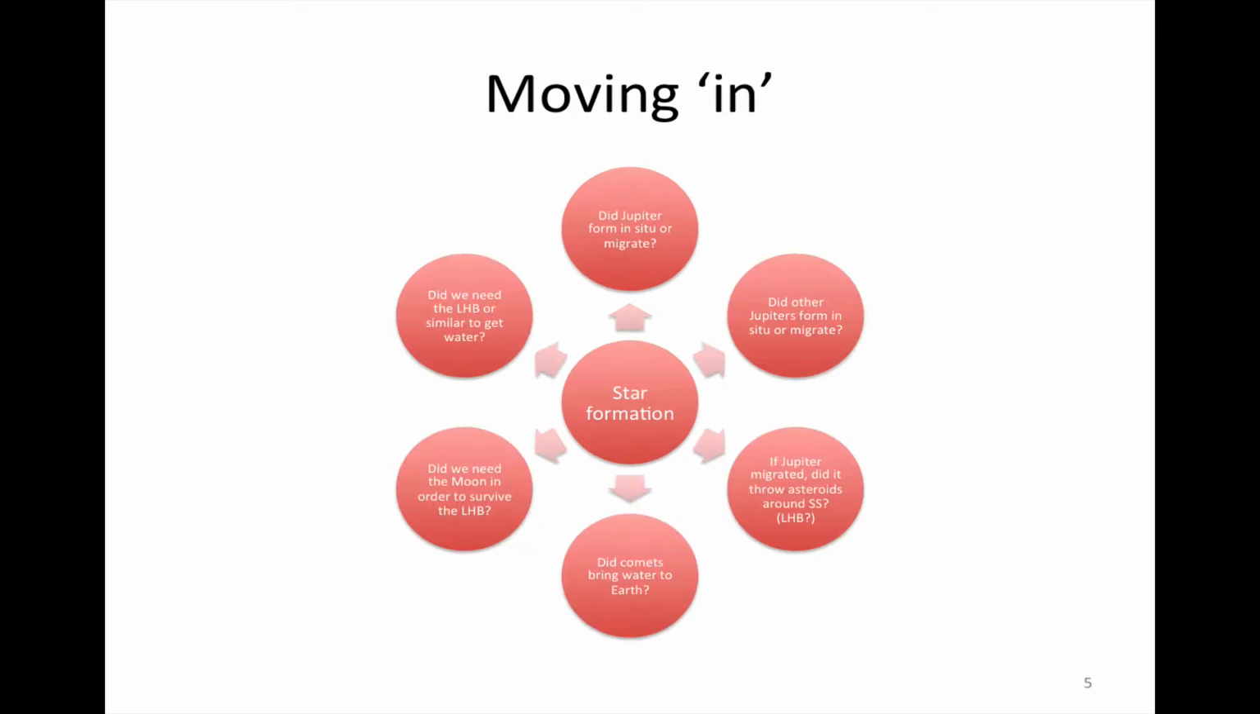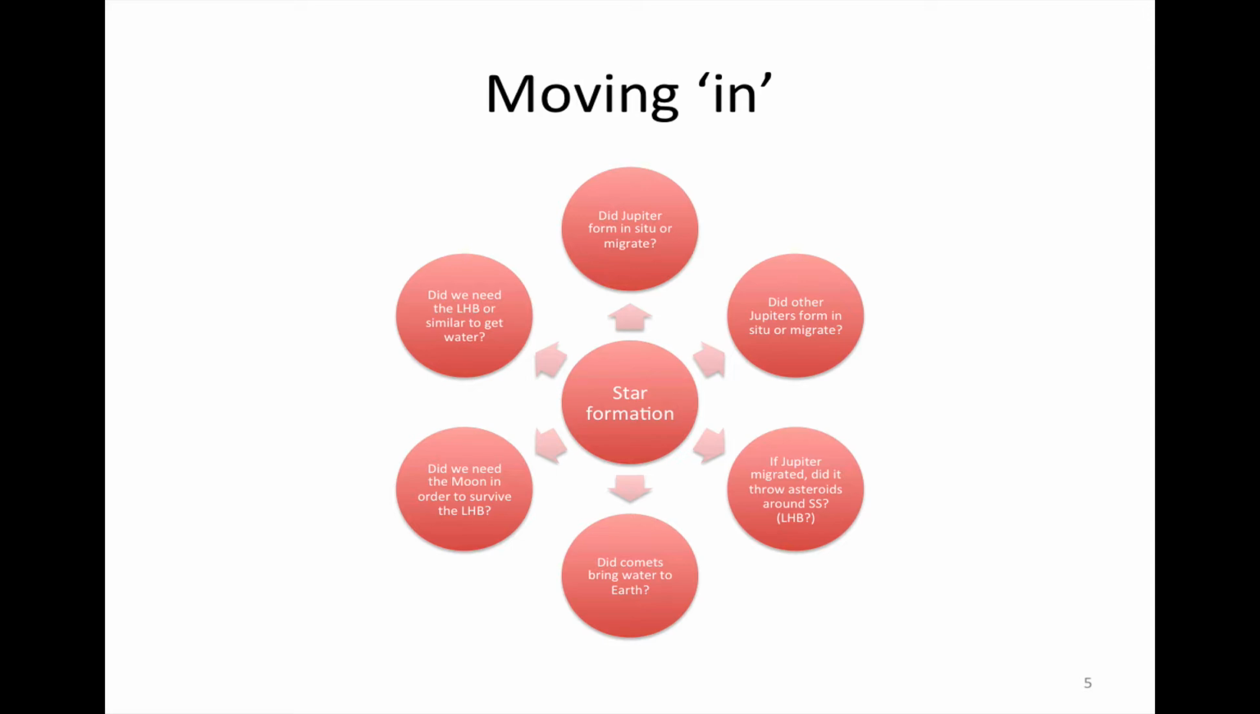Looking closer to home, trying to understand our own solar system and others like it, did Jupiter form exactly where it is now, or did it form someplace else and then migrate into where it is now? The best theories right now have Jupiter migrating quite a bit in and then back out again. Is that really what happened? Did we ever have other Jupiters that formed exactly where they are or migrated in other solar systems? Did they form where we see them now, or did they migrate? If Jupiter migrated, did it actually significantly throw asteroids around the solar system? If it migrated, it almost certainly did.